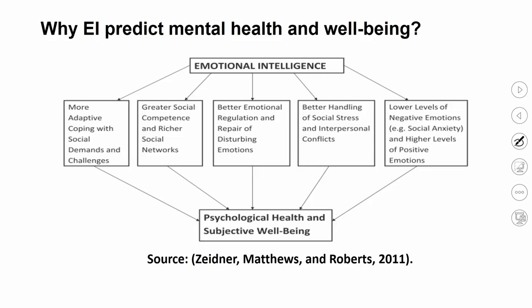Here is a summary diagram taken from the Zeidner and colleagues book written in 2011, which summarizes how emotional intelligence could be linked to psychological health and well-being. Emotional intelligence could lead to more adaptive coping with social demands. It could lead to greater social competence and richer social networks, better emotional regulation, repair of disturbing relationships or emotions, better handling of social stress and interpersonal conflicts, lower levels of negative emotions and higher levels of positive emotions. All this could lead to better psychological health and well-being. So, this could also explain the possible mechanisms through this model.